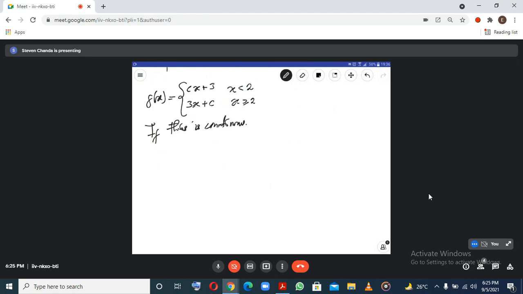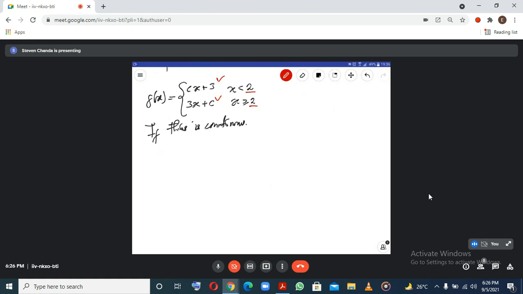So first of all, what's going to happen if it's continuous? If it's continuous, it simply means that if you plug in a 2 in this function and you plug in a 2 in this function, you're going to get the same value, isn't it? That's what continuity means. When you plug in the value x equal to 2 there, you're going to get a value which is going to be the same.